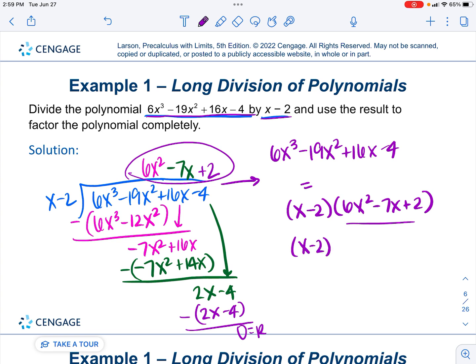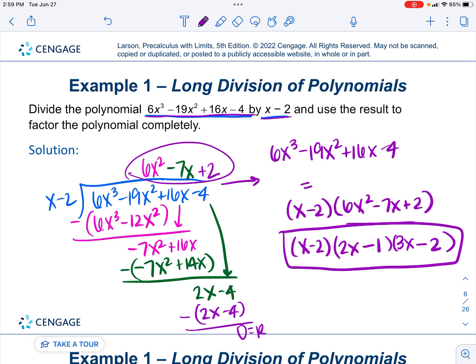x minus 2, and then it's either 6x and x or 2x and 3x. I'm going to hope for 2x and 3x. For 2, I could do 2 and 1. Let's try 1 and 2. They both have to be negative, and that works. So factor the polynomial completely means whatever you have left, if it's factorable, you just keep on factoring, and we ended up with 3 factors.